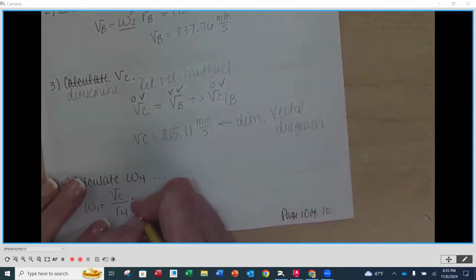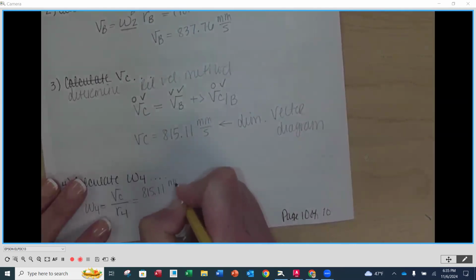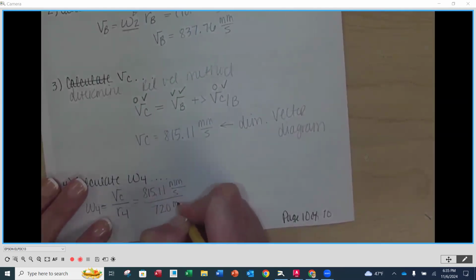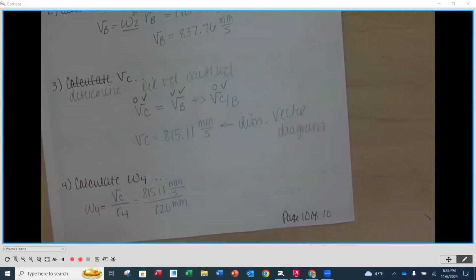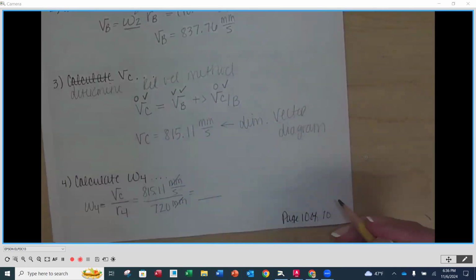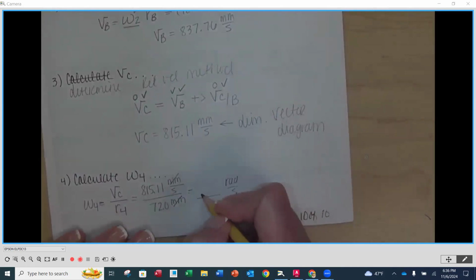So now we're going to put our values in here. We've got 815.11 millimeters per second divided by 720 millimeters. This 720 is off of the diagram. Millimeters cancel out, so we're going to be left with radians per second for units, correct. And what is our value?